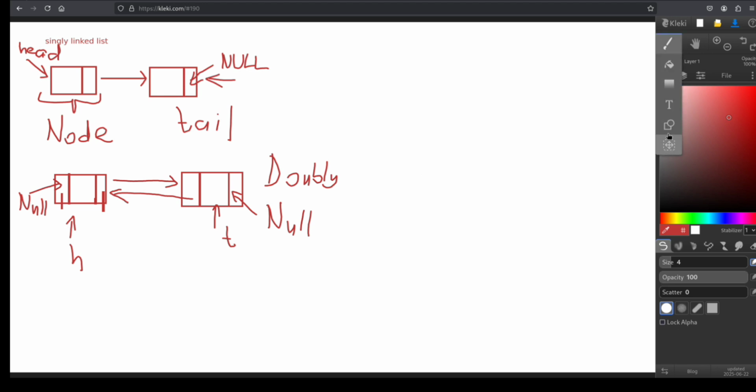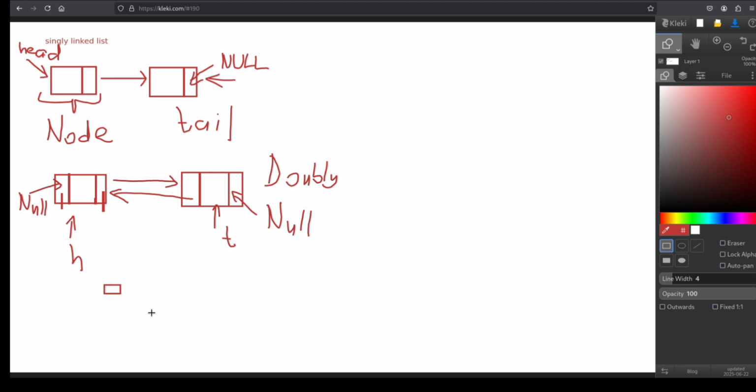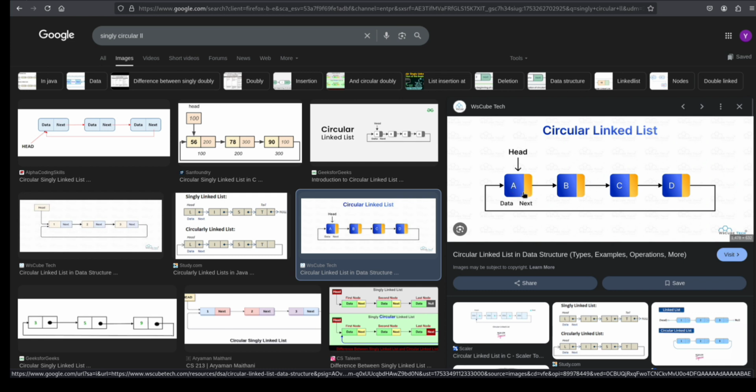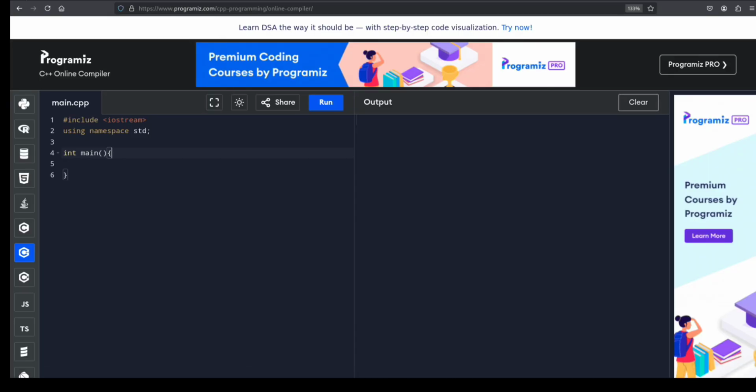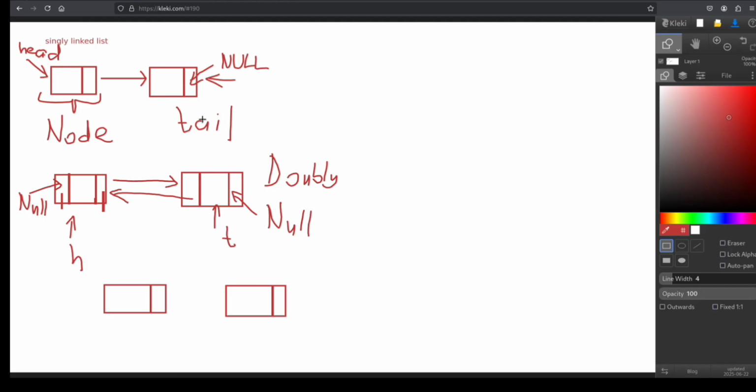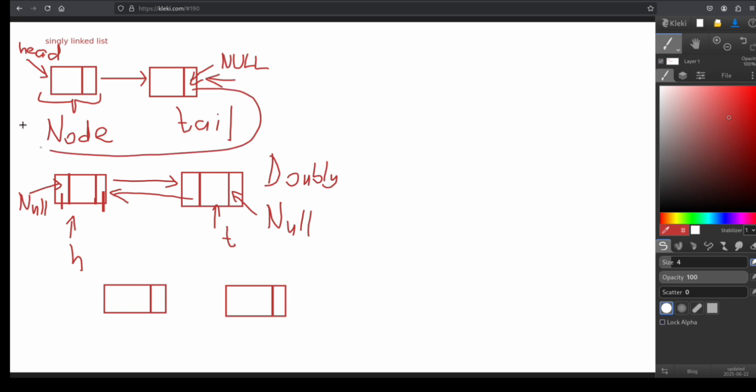Then we have a third type, called a circular linked list. What makes it circular is that the last node, which contained null in the singly linked list, doesn't contain null in a circular linked list. Instead, it contains the address of the head node, so it links back to the head.